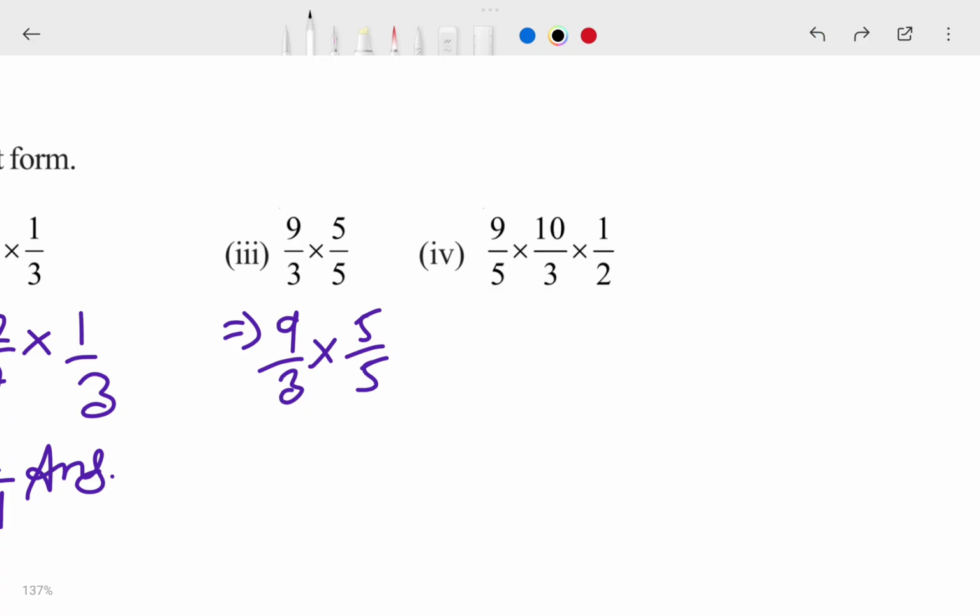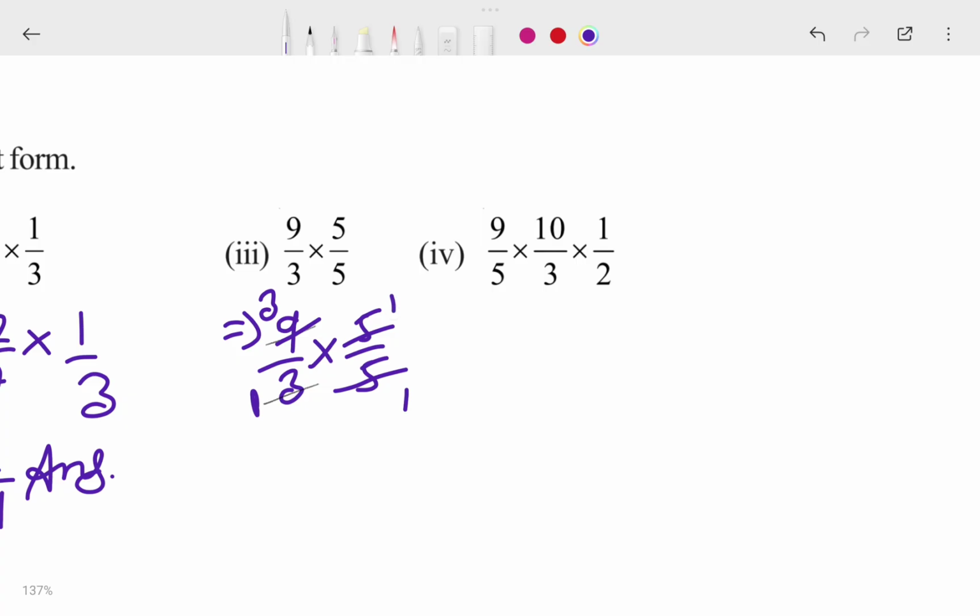Now see, will 3 or 9 divide? Yes, it can divide, because 3 ones are 3, and in the 3 table 9 is also there, 3 times, so it can divide. Now it is our answer. Now let's see, will 5 or 5 divide? Yes, it can divide, because 5 ones are 5, and in the 5 table it is one time. So it is possible, so it is 1.